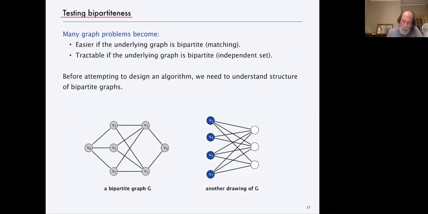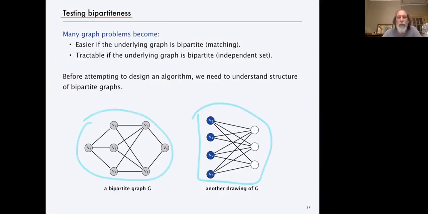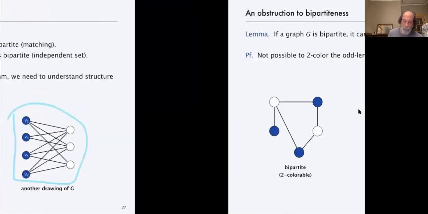To illustrate this, here's a bipartite graph. This is obviously bipartite. This is a drawing of the very same graph, but it's not too obvious whether it's bipartite. If we had a very large graph, it might take some effort to figure out whether it's bipartite or not. And the question is, what kind of algorithm can we use for that, and do we have a very efficient algorithm for that?